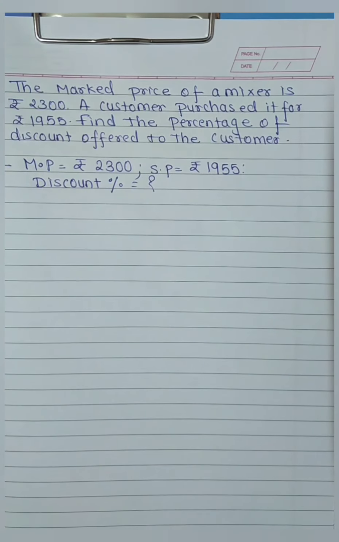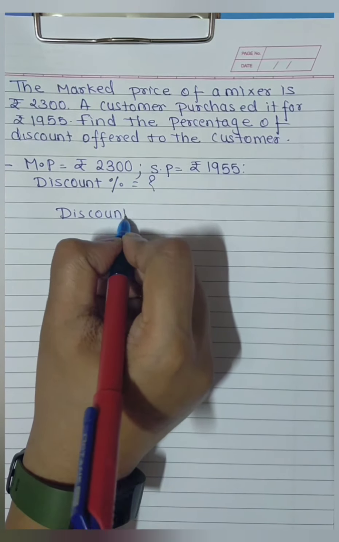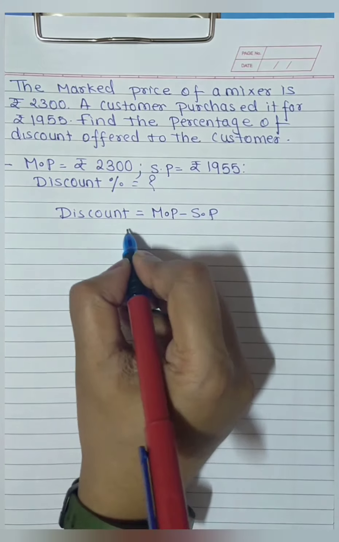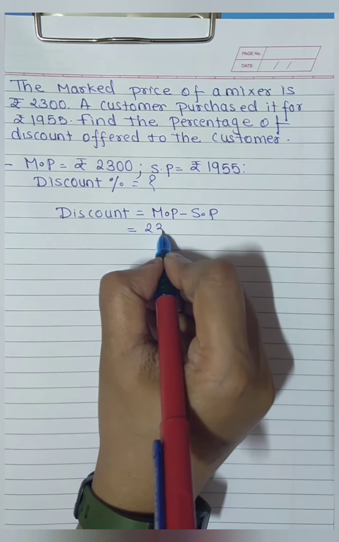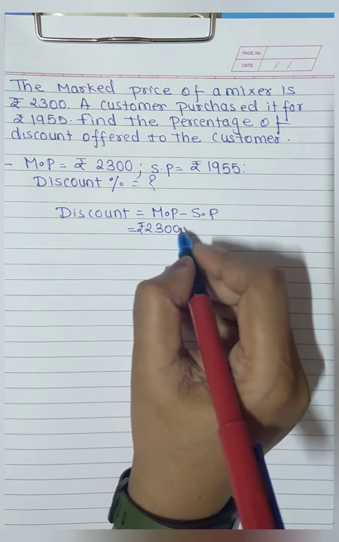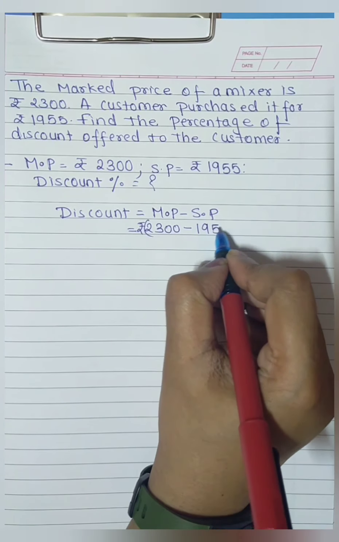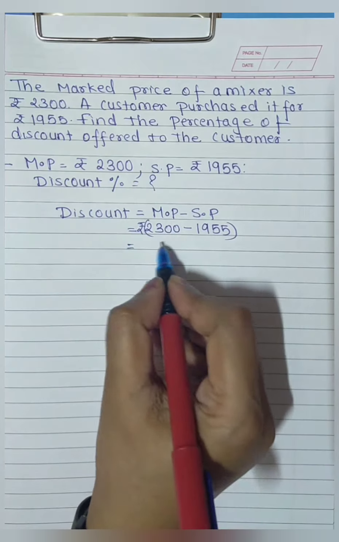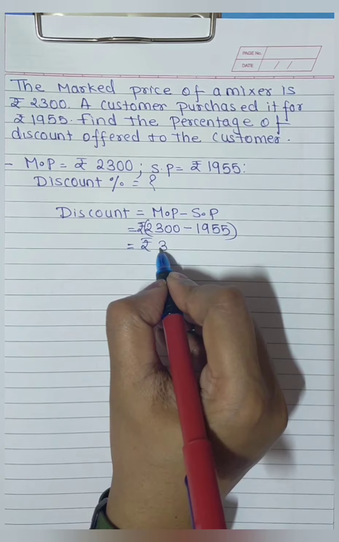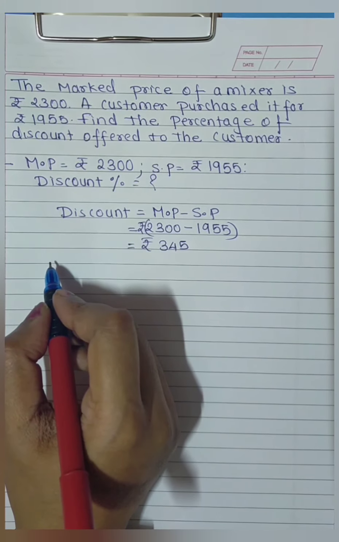Okay, so we'll start with our formula, that is discount equal to MP minus SP. So here MP is what? 2300, okay, minus 1955. So here after doing subtraction we'll get 345. Okay, we got the discount here.